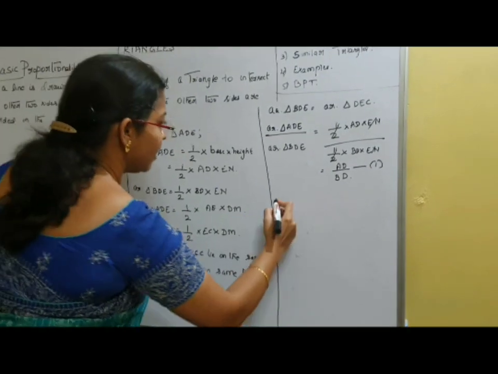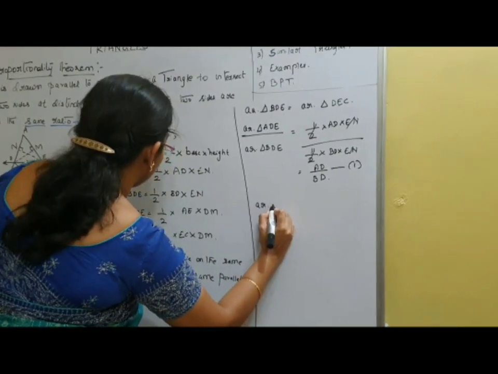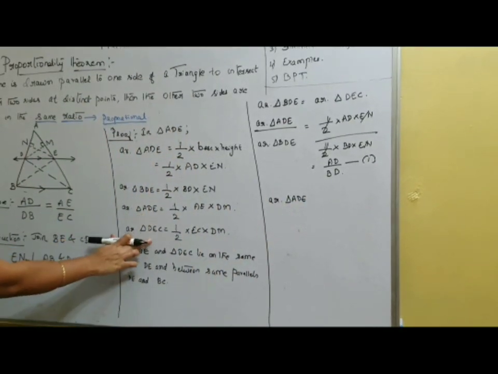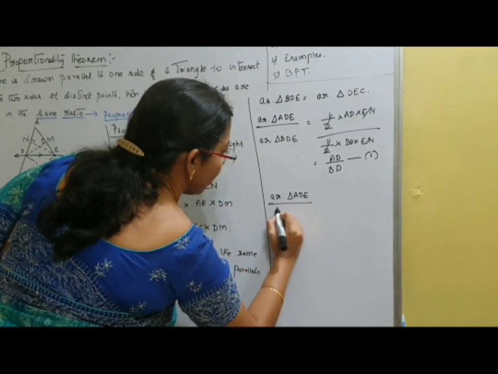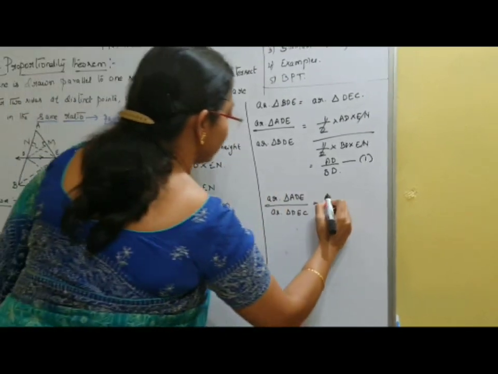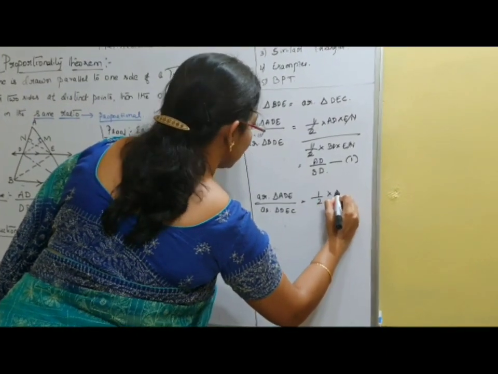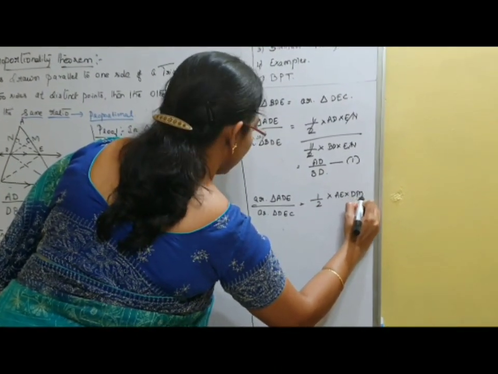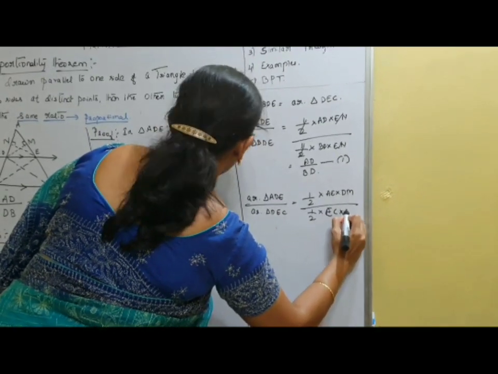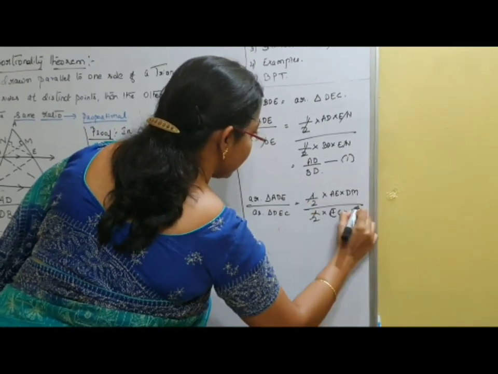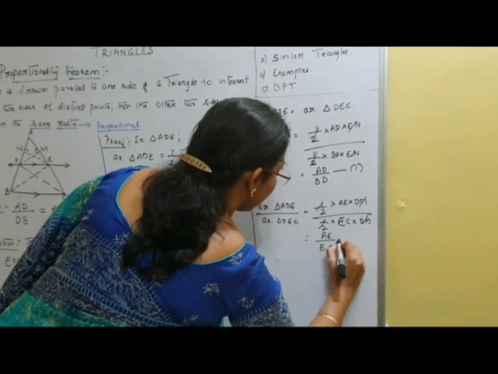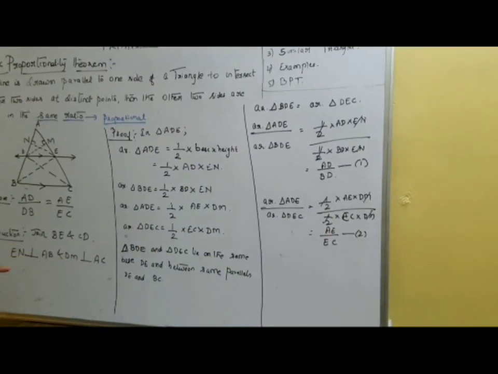Then we will take another ratio, area of triangle ADE with area of triangle DEC. Half into AE into DM by half into EC into DM. We see that it reduces to AE by EC. And we will name this equation as 2.